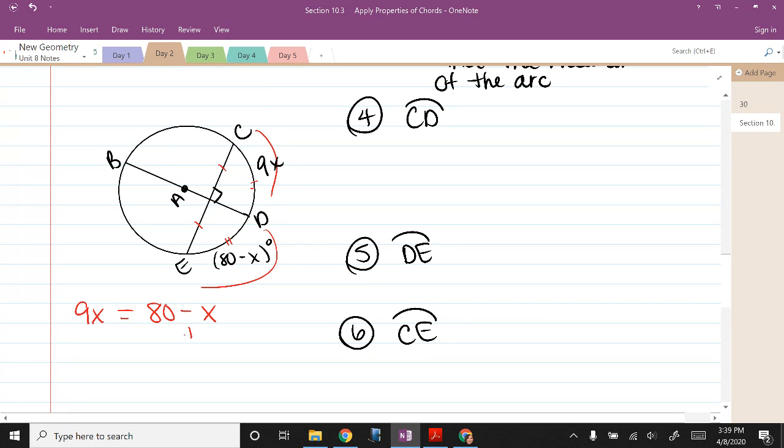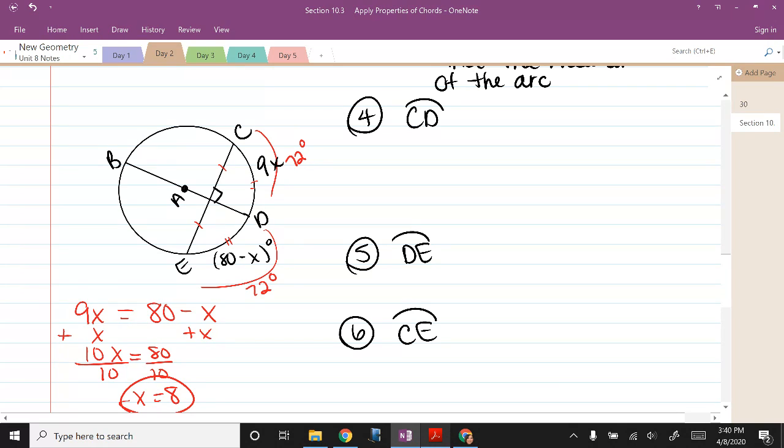Solve it for x. You add x to both sides. 10x equals 80. Divide by 10, and x equals 8. Boom. So x equals 8. 9 times 8 is going to make this 72 degrees. And this other one should be 72 degrees, but I'm going to check it. 80 minus 8, yep, that's 72 degrees.